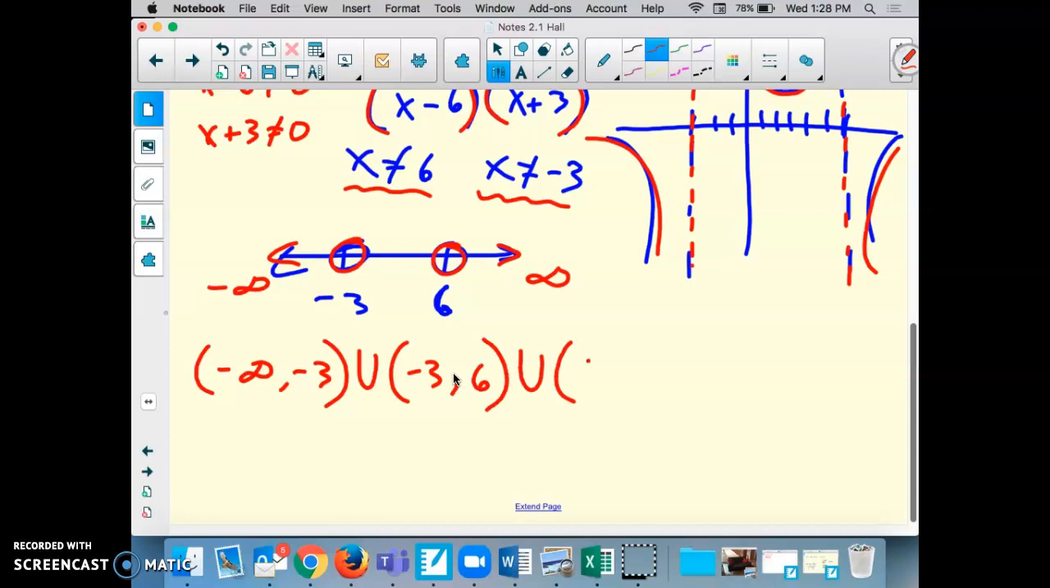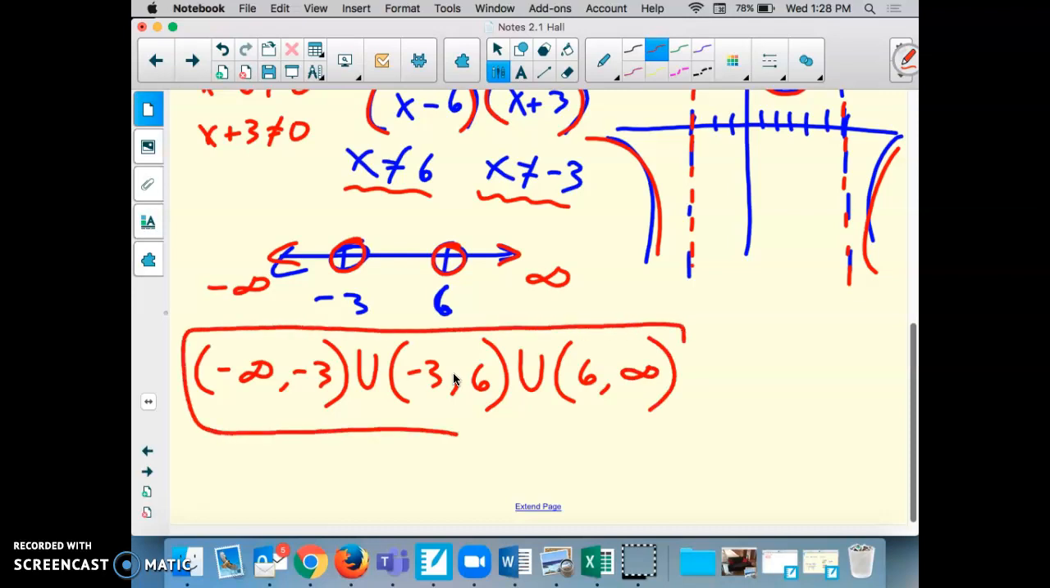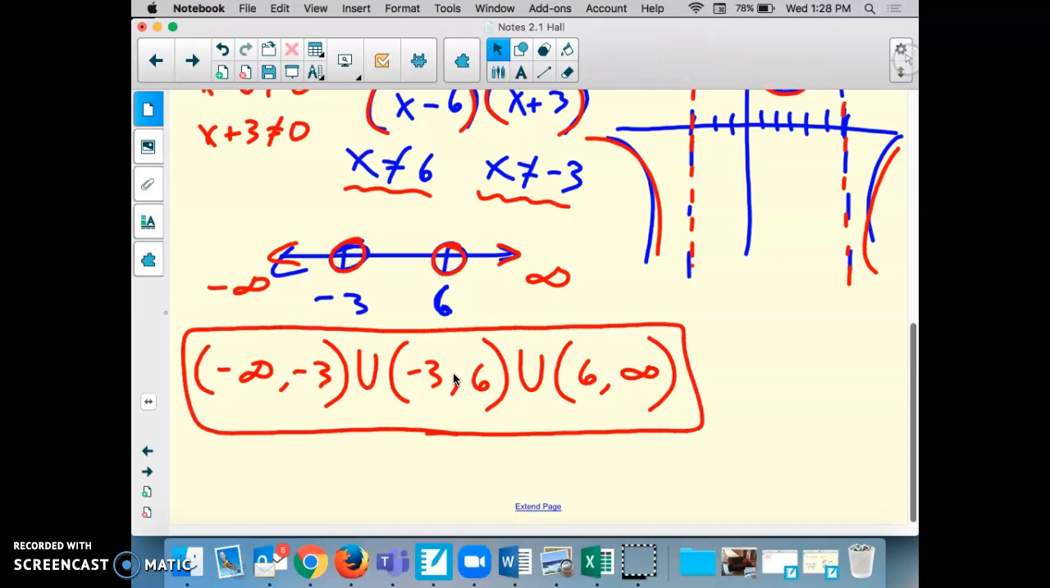Union, again, 6 is not good. All the way through infinity, which is good, but infinity always has a parenthesis on it. Final answer of your domain, interval notation. Number lines sometimes do help you if you work left to right for any of the examples.